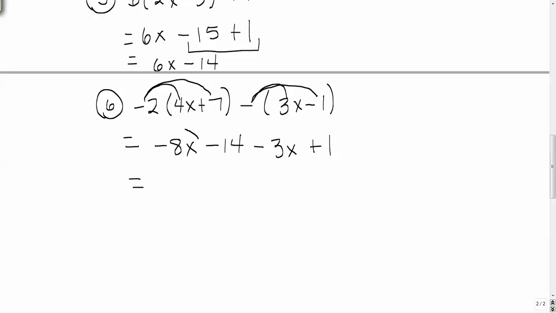Now we combine our like terms. So we can put this one and this one together. Since they're both negative, we're going to add them. That's negative 11x. And then you're going to put the minus 14 and the plus 1 together. Since their signs are different, you're going to subtract, and it's going to give you negative 13. So it's going to be negative 11x minus 13.